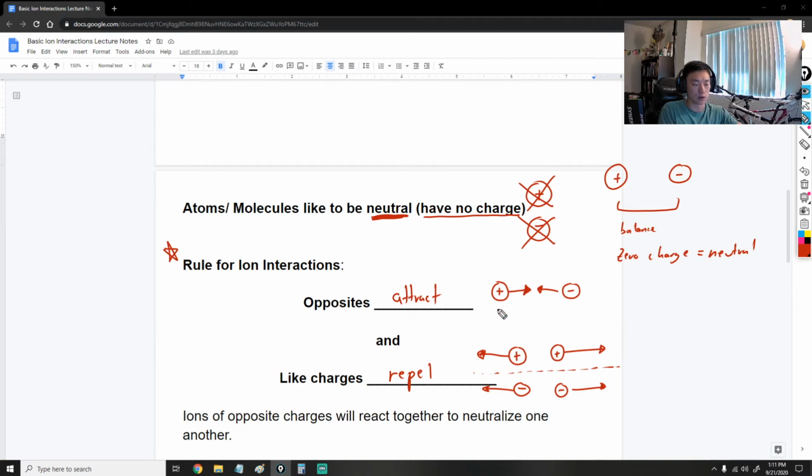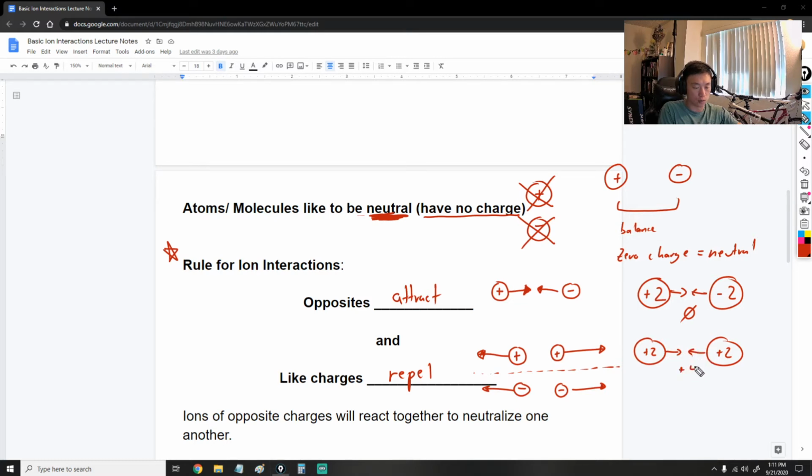Because think about it this way. If I want to become neutral, if I want to get closer to zero, okay, if I have a positive, like let's say positive 2, and I have a negative 2, if I get close together, plus 2 minus 2, it's going to get to 0. But let's say I have a plus 2 and a plus 2. If they come together, what are they going to form?